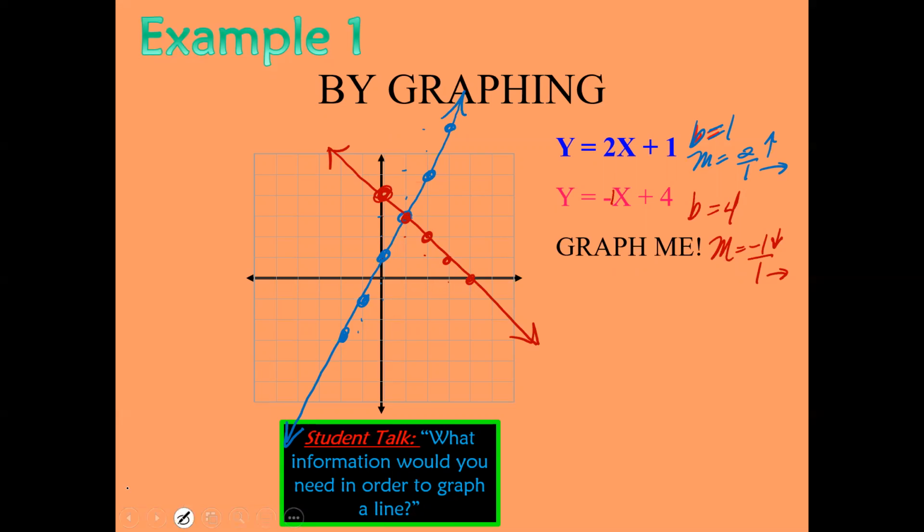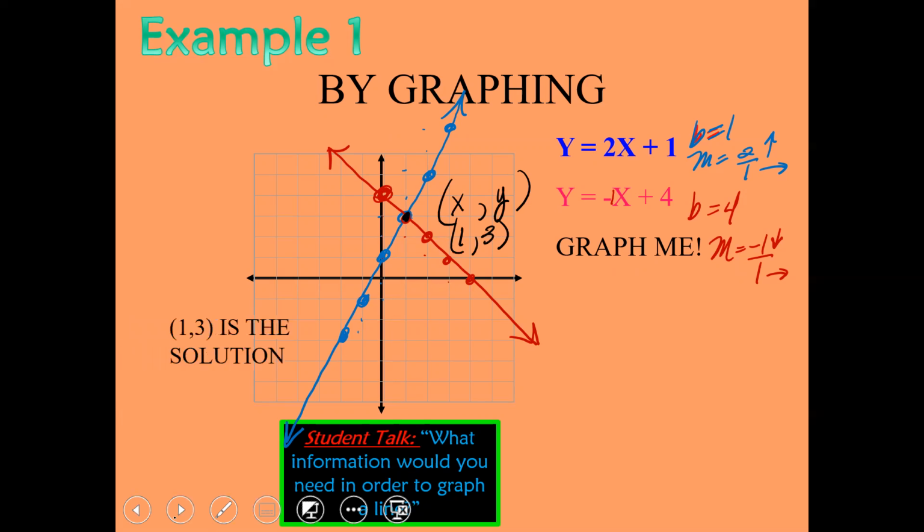Now, do you guys see where the two lines crisscross? It looks like it's crisscrossing right here. So that location is always going to be x and y, and the x is at 1, y you go up 3, so your answer is 1, 3, which is pretty simple to see.